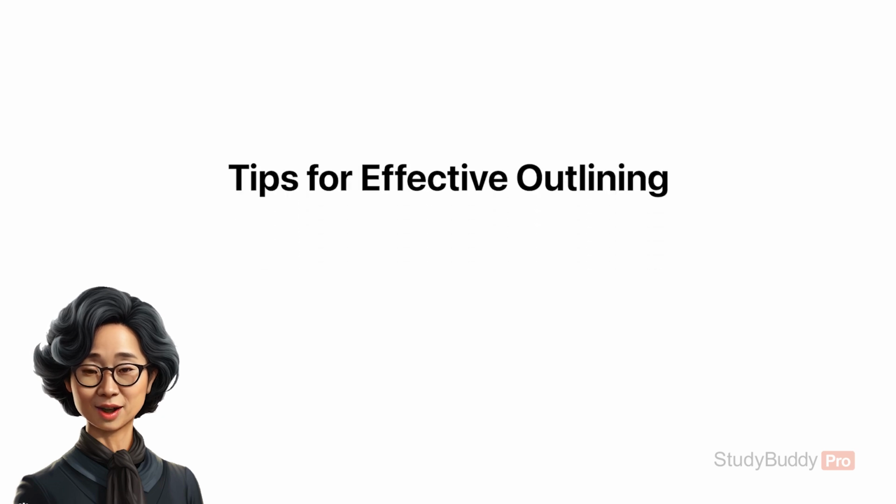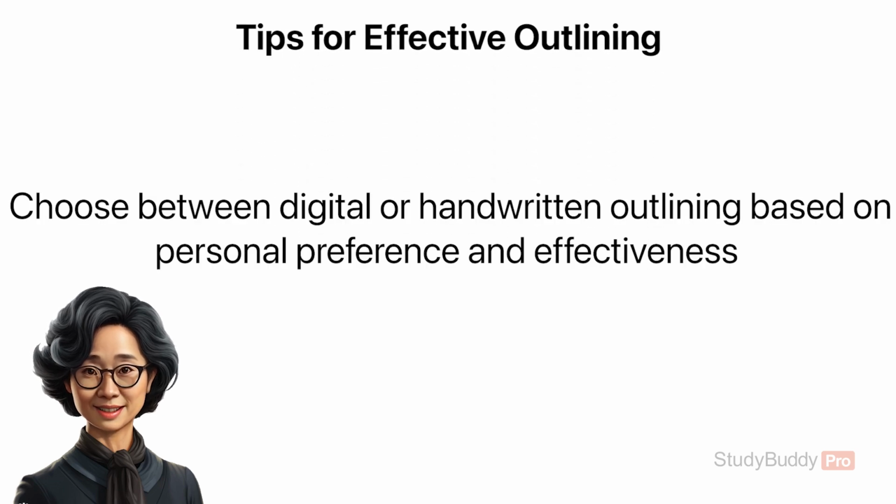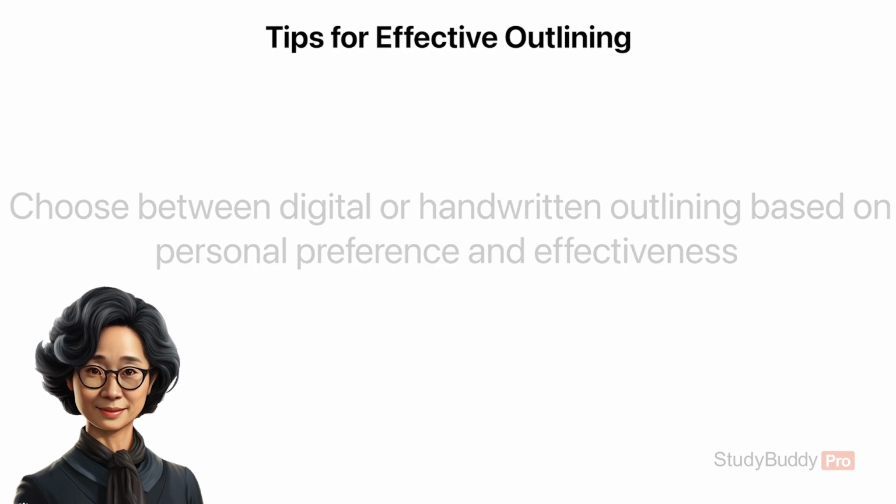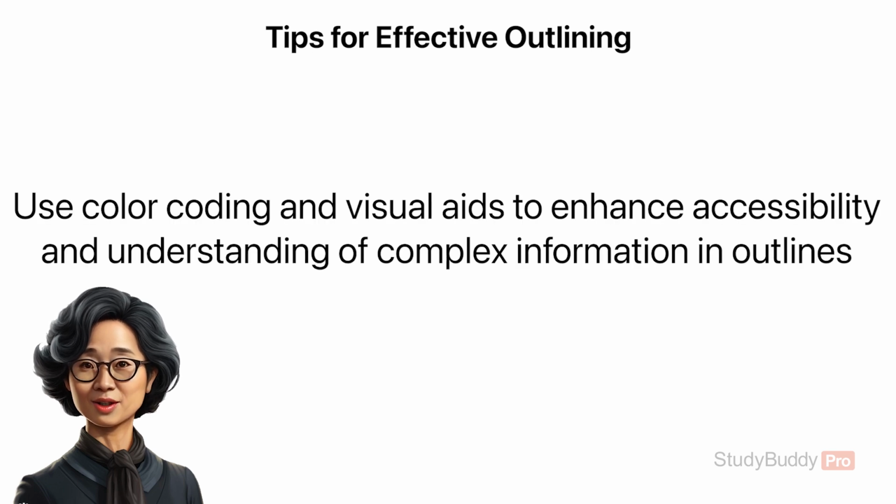Effective outlining can vary between digital and handwritten formats. Choose what works best. Consider using color coding and visual aids like charts to make complex information easily accessible. Ensuring your outline is clear and concise will make it an indispensable tool for your legal education.